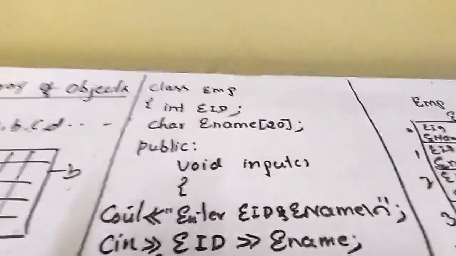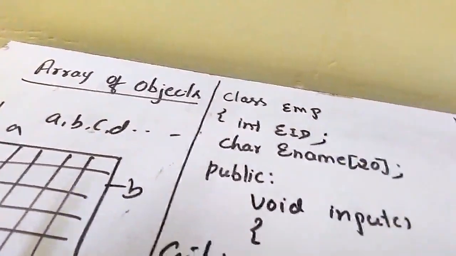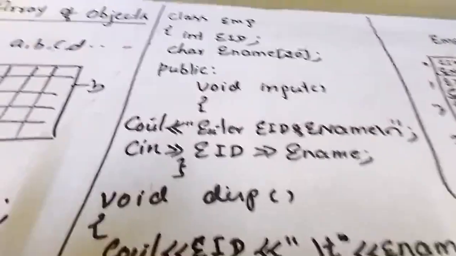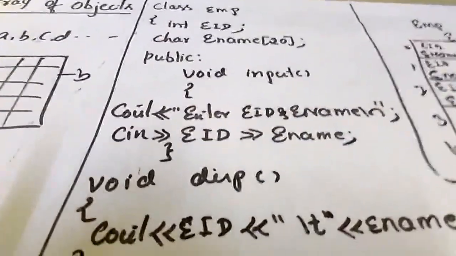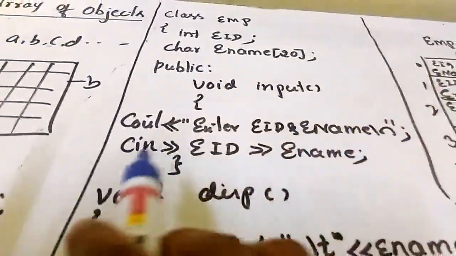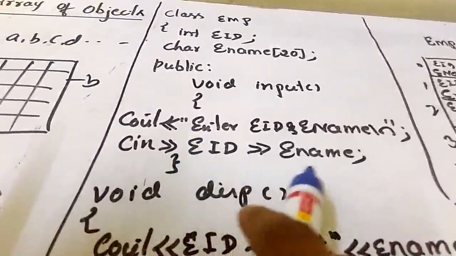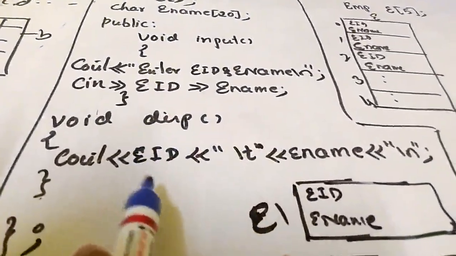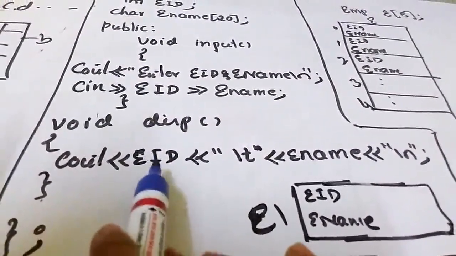For each object, these two properties are common, employee ID and employee name. To input values, I have defined an input function, enter employee ID and employee name. And the cin statement extracts the value from the keyboard. And to display contents, I have taken void display. Here a function is there, no? Employee ID, the content of EID will be displayed here.